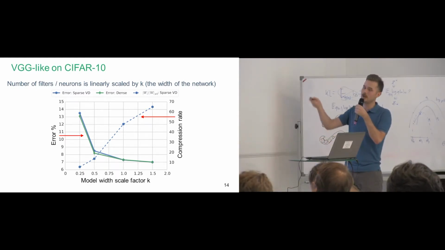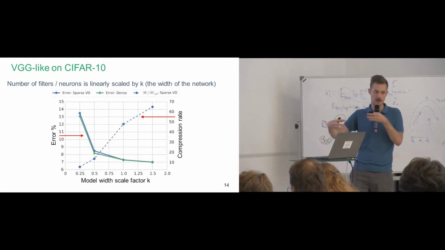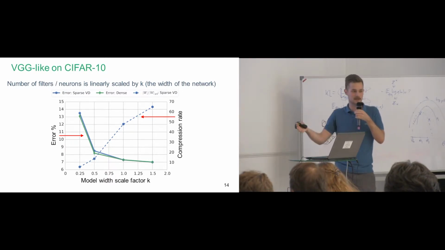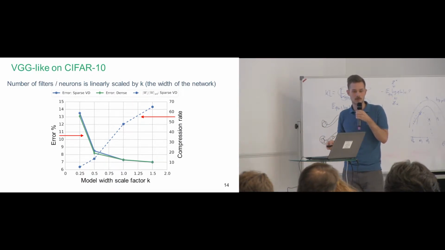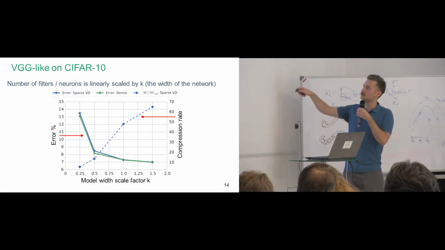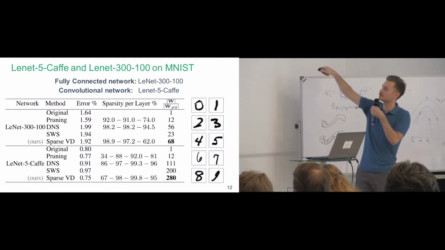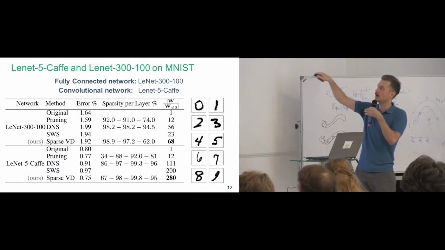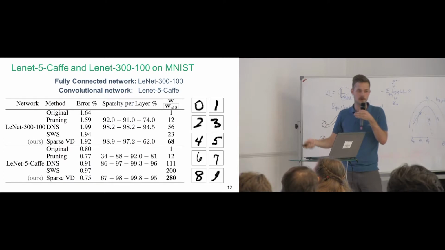Compression rate means that if we take this architecture and train it with sparse variational dropout, we obtain more compression, because we added some spare weights in our model. What is compression rate? It's the same number as here: the ratio of the total number of weights in our model divided by the number of non-zero weights after training with sparse variational dropout.